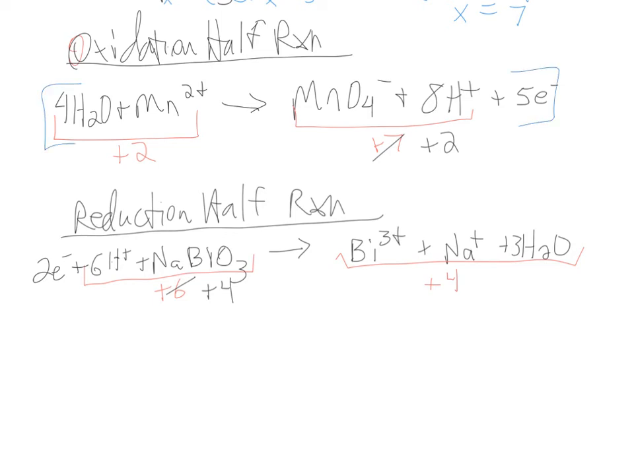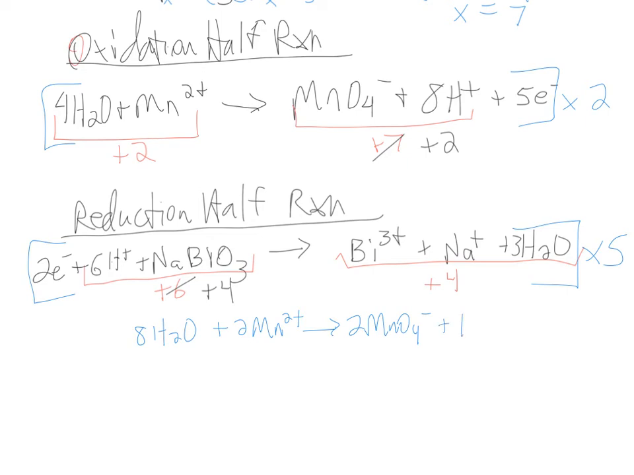So we're going to take this entire oxidation half reaction equation and double all of the coefficients. We're going to take the entire reduction half reaction equation and quintuple the coefficients. Yikes, let's rewrite these. Notice the really high number of hydrogen ions, 30. Yikes.